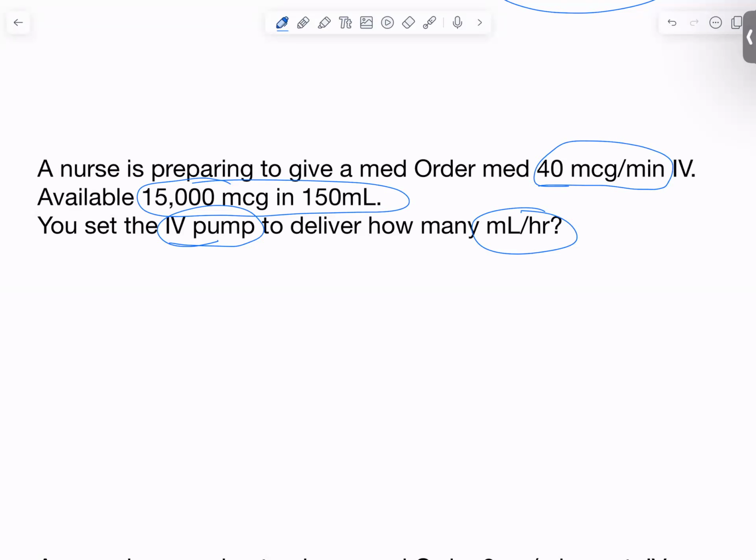And here's another tip for you. If you know what you're solving for, milliliters an hour, and you are struggling with where do I start? Well, if you're looking at hour in the denominator, look for something that has time in it.